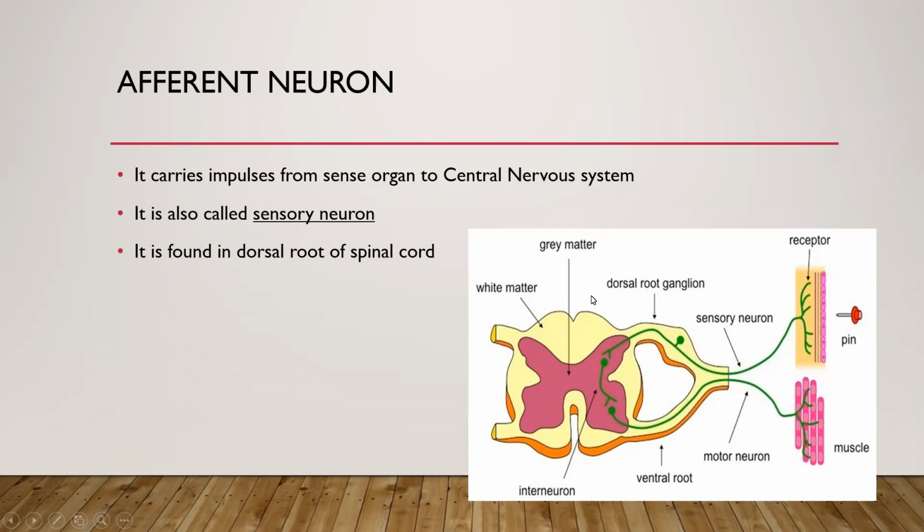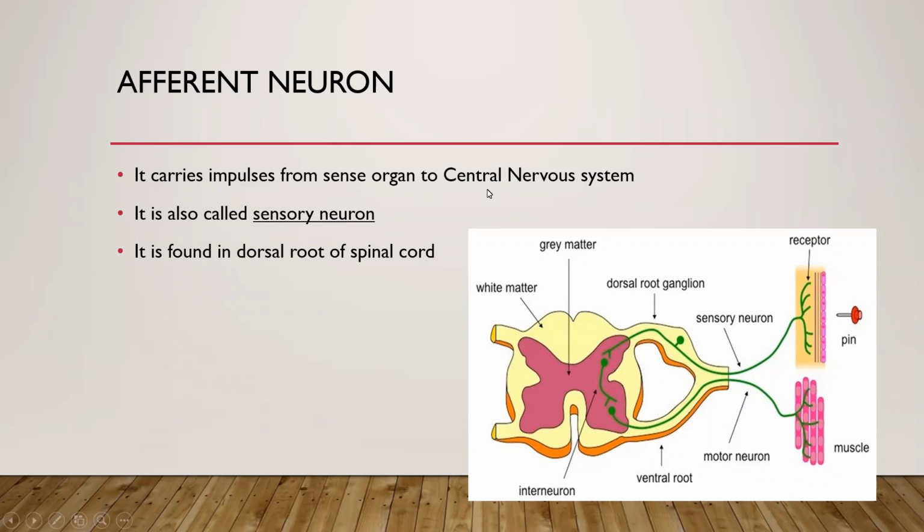Now, this is the TS of spinal cord. It has gray matter and white matter. You can see a nerve is formed from the dorsal root ganglion and the ventral root ganglion, and you can see nerves are formed over here. This entire topic you have in 12th standard in the central nervous system chapter. So what does this afferent neuron do?